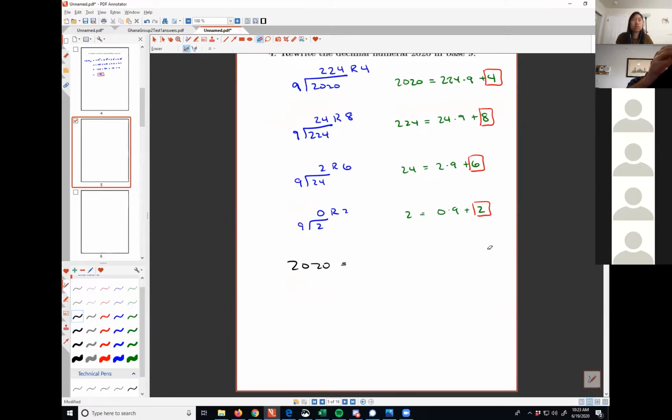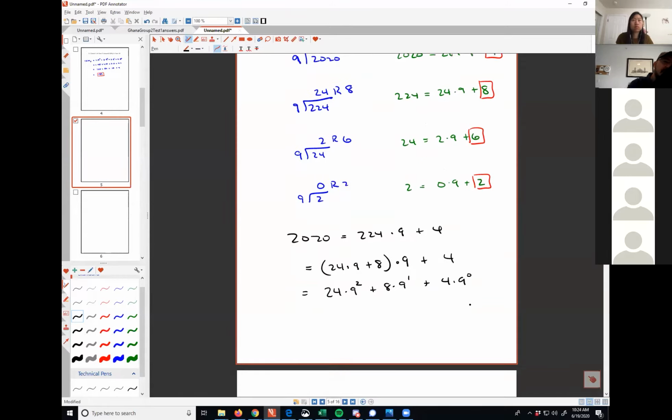If I had just gone one step at a time through all the groupings, I would have said, hey, 2020 is 224 times 9 plus 4. Then that is equal to, we take 224 and turn that into 24 times 9 plus 8, that times 9, and then plus 4. And that means that we have 24 times 9 squared, 8 times 1 power of 9. I'll go ahead and write that 4 times 9 to 0. And then we turn that 24 into 2 9s and a 6.